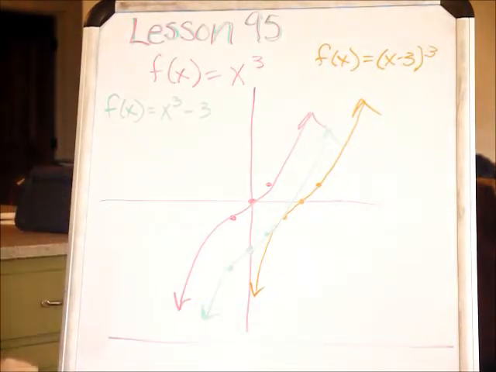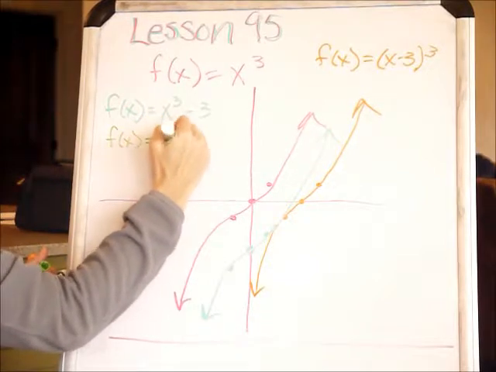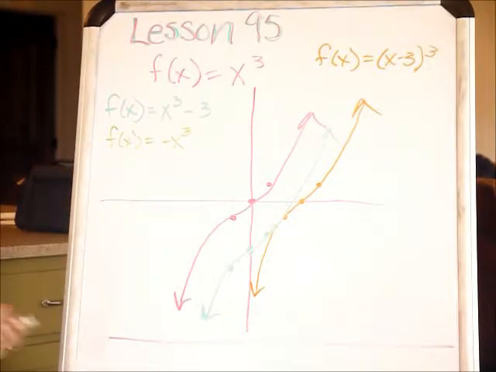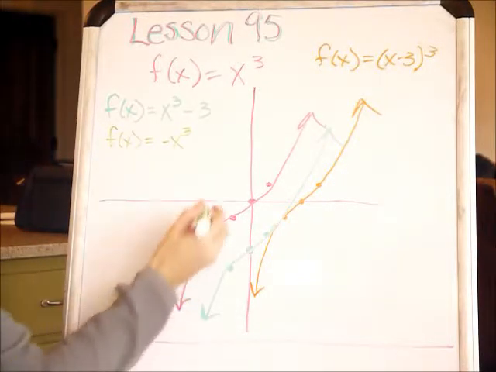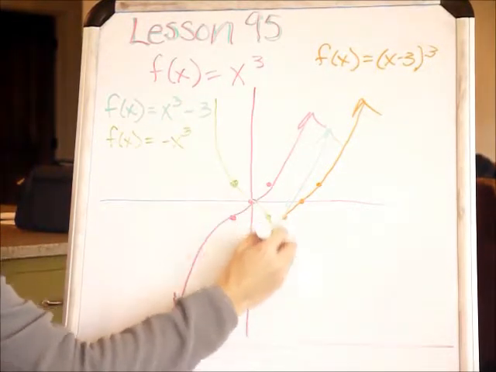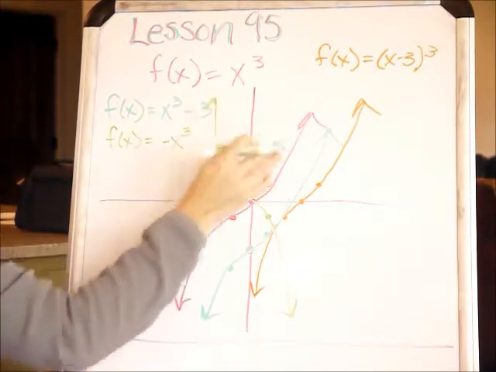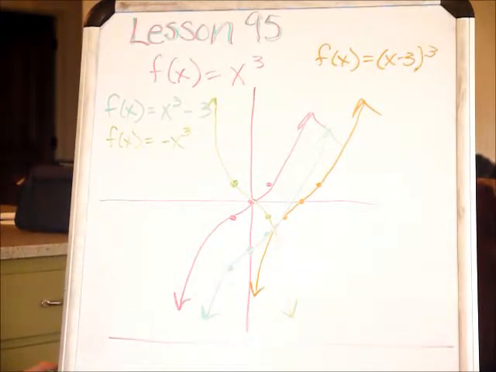Now the last one that we can play with would be f of x equals negative x cubed. What happens when we do a negative? Do you remember? We flip it. So then it's going like this. We have these points. If I take that hot pink one and flip it over, it looks like that. That's cool. This works for all of our standard graphs.